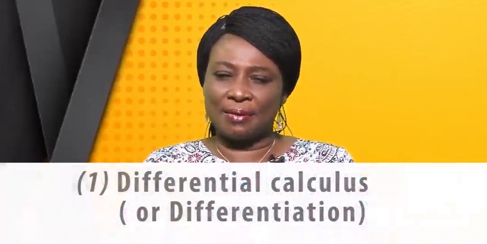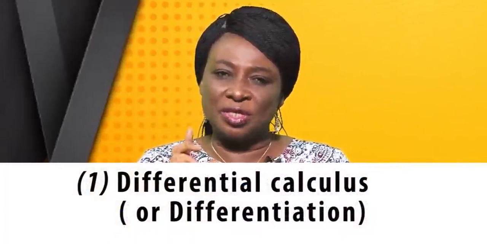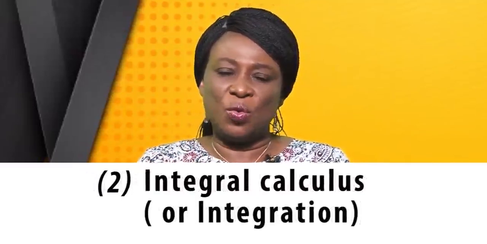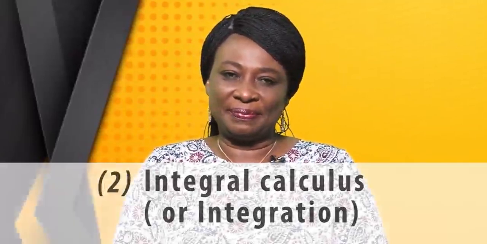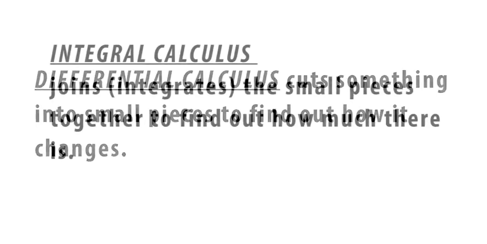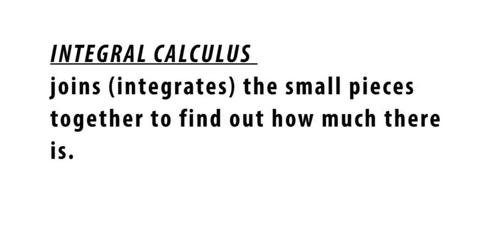Calculus is divided into two main categories. One, differential calculus, which we normally call differentiation. And two, integral calculus, which we would call integration. Let's look at differential calculus. Differential calculus cuts something into small pieces to find out how it changes. On the other hand, integral calculus joins or integrates the small pieces together to find out how many they were.